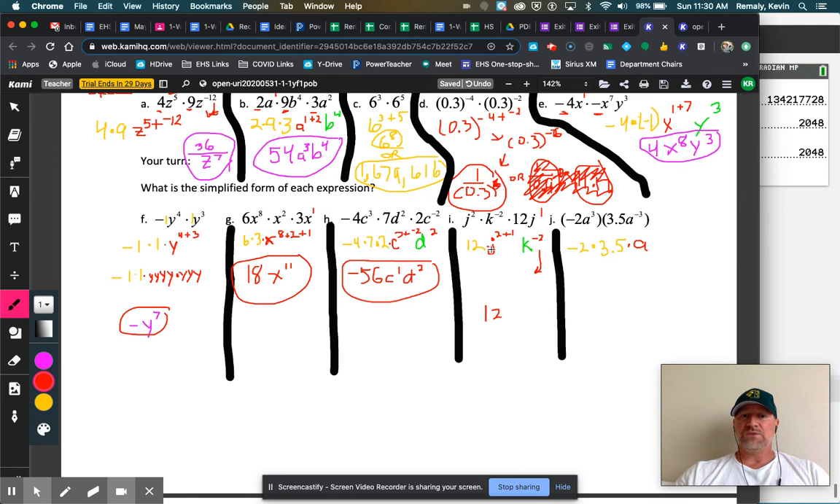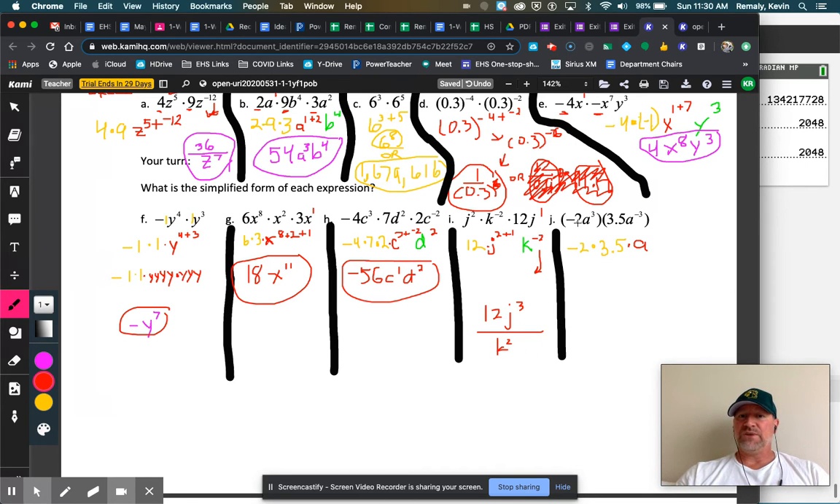So what we're left with is 12. 2 plus 1 gives us j to the third. That's good and happy. It's positive, so it's going to stay up top. And then the k to the 2 is going to come downstairs. And once we move it downstairs, it no longer has that negative or ticket to ride. So it's positive down in the bottom.